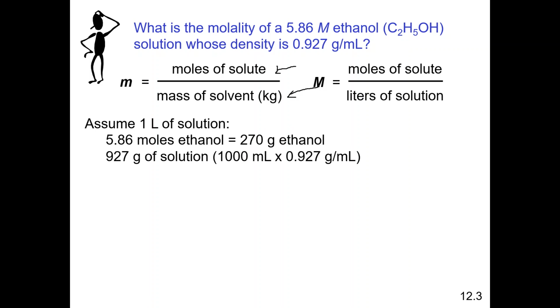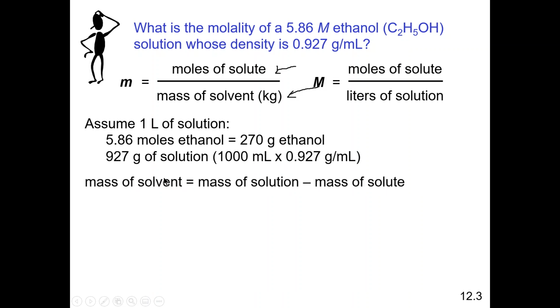Now, the question gives you the density, which is 0.927 grams per mL. Remember, we assumed 1 liter of the solution. So for 1 liter of the solution, which is equal to 1,000 mL, we can determine the mass in grams of the solution, which is 1,000 mL times 0.927 grams per mL, and that gives you 927 grams. Before we can do any conversion, we need to find the mass of the solvent.